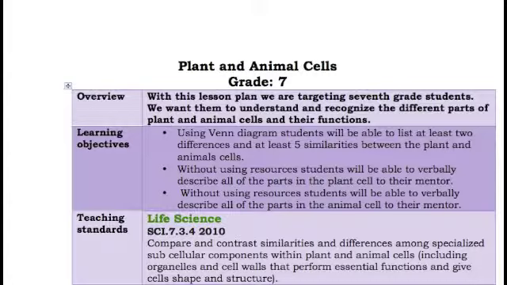Without using any resources, students will be able to verbally describe parts of the plant cell to their mentor. Without using any resources, students will be able to verbally describe parts of the animal cell to their mentor. This fulfills the teaching standard of comparing and contrasting plant and animal cells.